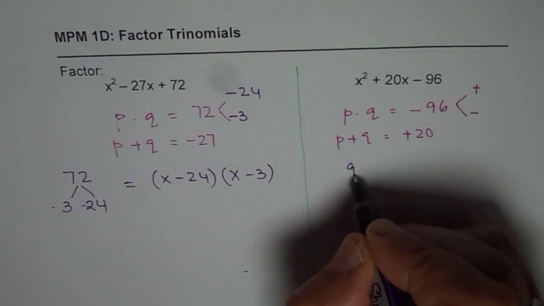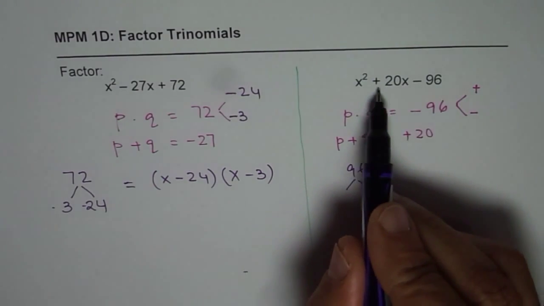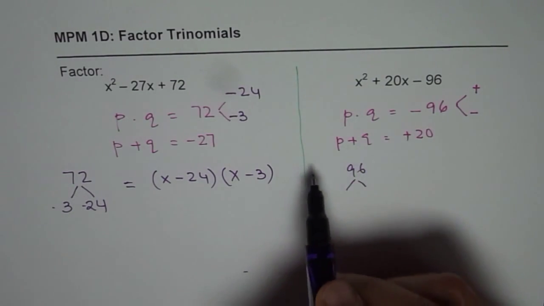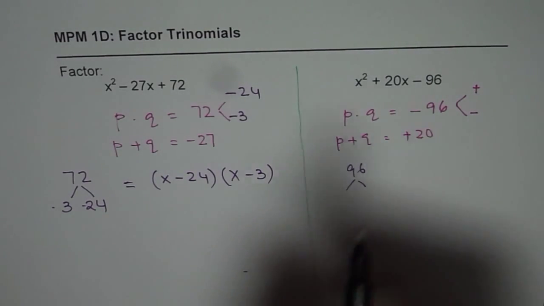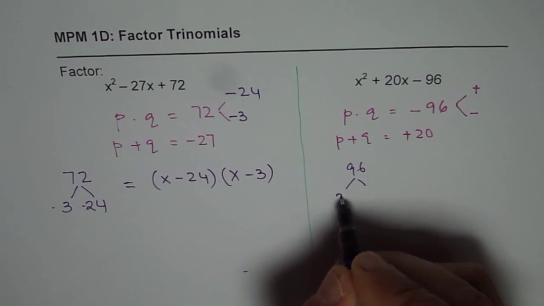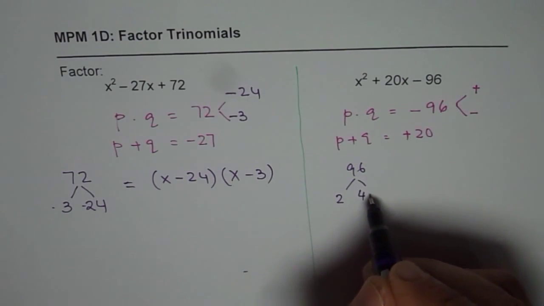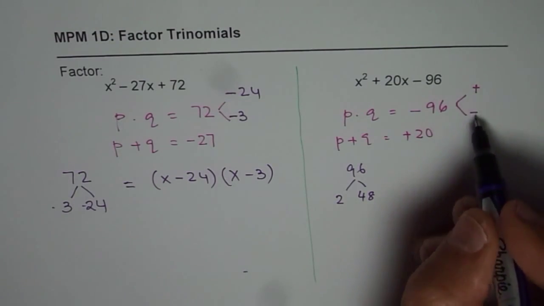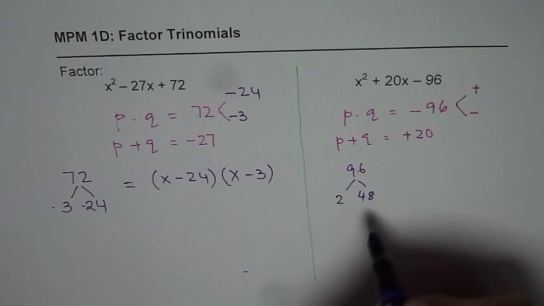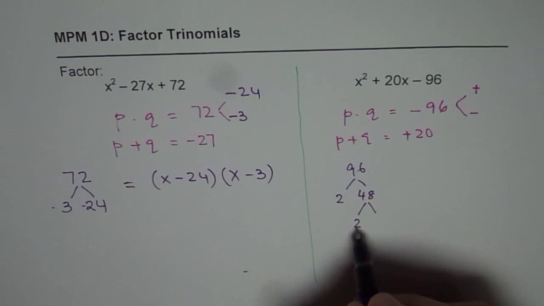So 96, let's factor 96. And these numbers are far apart because when you add, you get 20. One of them is bigger than 20, the other is smaller than 20. Let's begin by, let's say, 2 times. When you divide 96 by 2, you get 48. Well, we're looking for the difference, right? Higher number is positive. Their difference is not 20. So let's see other combinations.